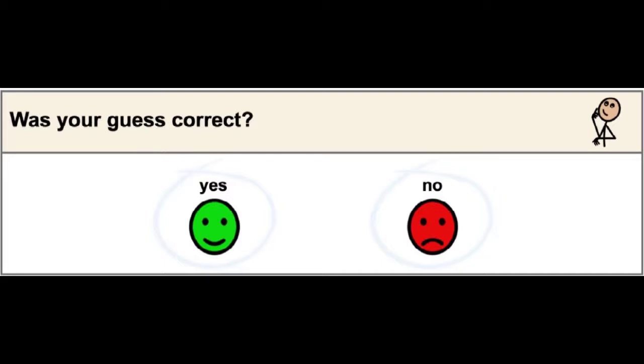And the final step is to see if your guess was correct. Was your hypothesis correct? Remember, on this, there are no wrong answers.